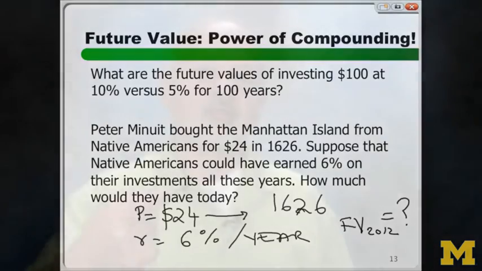The future value will be 24 multiplied by 1.06, which is the one period future value factor, raised to power, not multiplied by, raised to power the number of years that have gone between 1626 and 2012. And I think if I have that right, it's 386 years. So now this, if you can do in your head, it's pretty cool, but largely useless in my book.